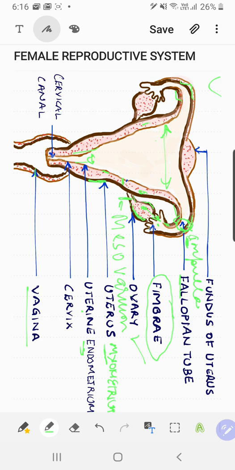So this is how you are going to draw. Always remember that the muscular lining in the cervical region is always thicker than the uterine lining. That's why the cervix becomes slightly narrower. This is how you are going to draw a female reproductive system with all its structures, right children? We will be proceeding further in the next video.